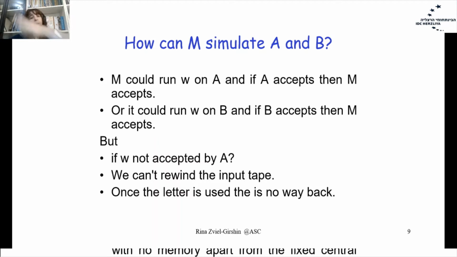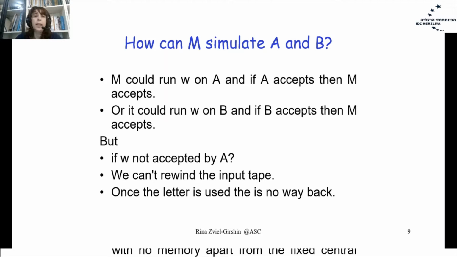If I read W letter after letter, and let's say that I started with automaton A, and W was not accepted by A, I read all the letters, and there is no rewinding. I can't go back. So basically, I finished reading all the letters, and now I don't know what to do, because the word W did not belong to automaton A. I can't go back and start checking with B.